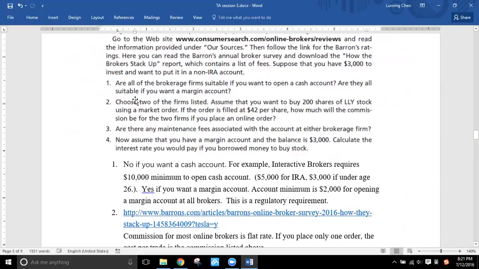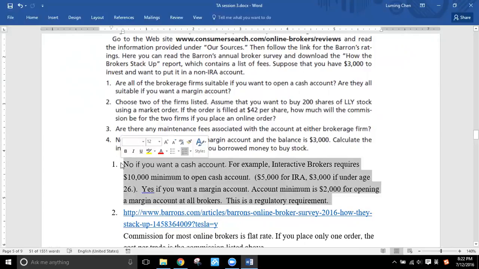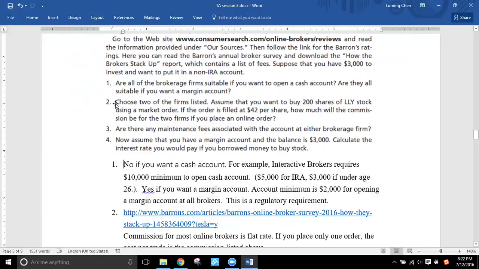Are they all suitable if you want a margin account? Yes, if you want a margin account, because the account minimum is $2,000 for opening a margin account at all brokers. This is a regulatory requirement, so this is universal for all of the online brokers.